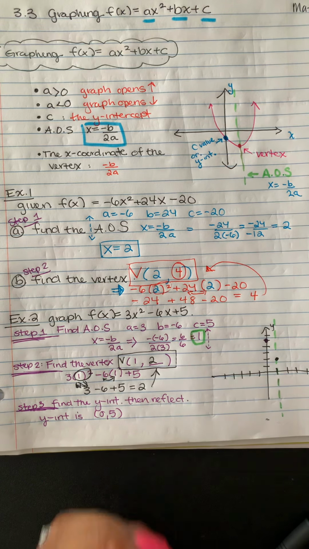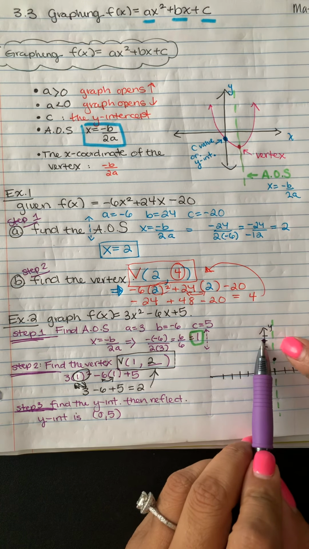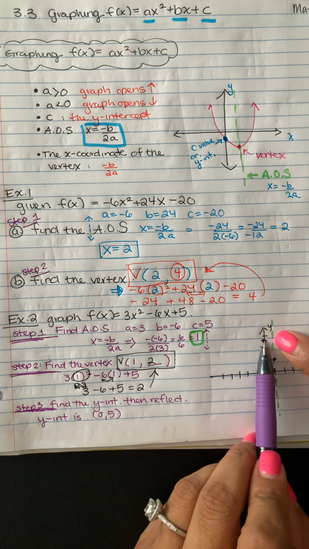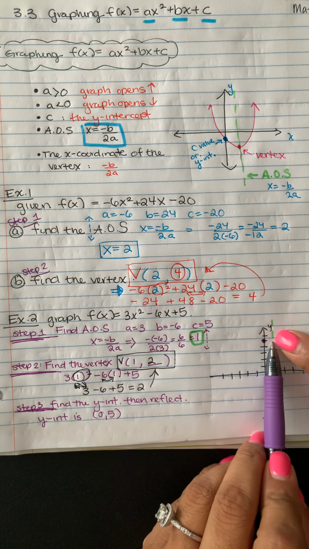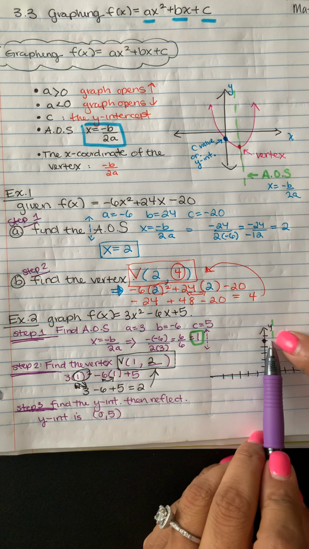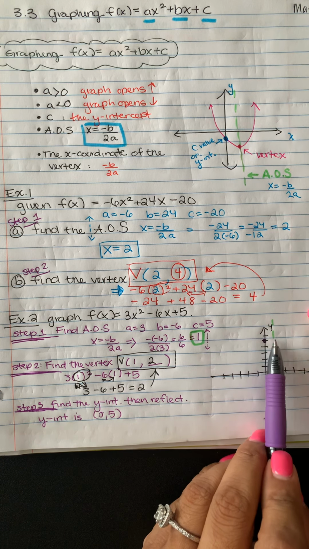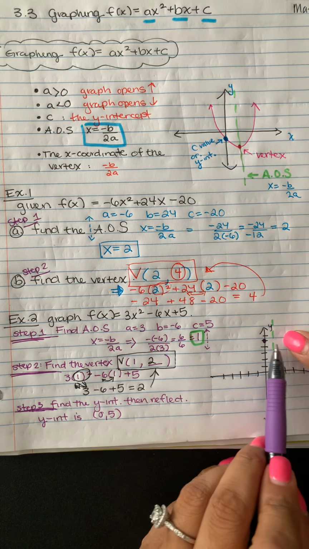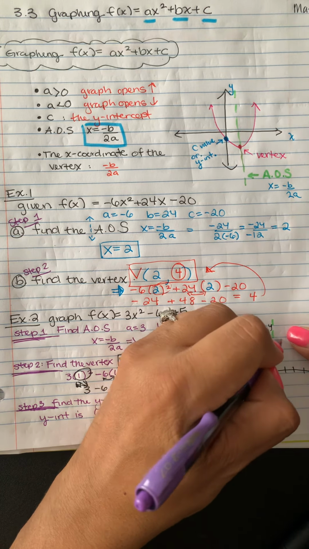It talks about this reflecting thing. What does that mean? Think of a mirror. If the AOS was a mirror, we know that this point is how many units away from the AOS. It's 1 unit away. So what you want to do is reflect this point off the AOS. If it's 1 unit to the left of the AOS, then we want to reflect that point, and that means it's going to be 1 unit to the right. Our third point in this case would be 1 unit to the right, which makes it here.